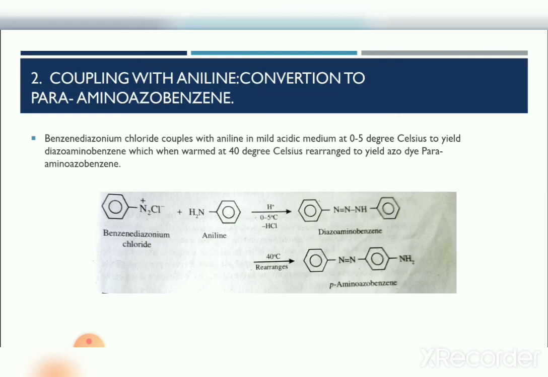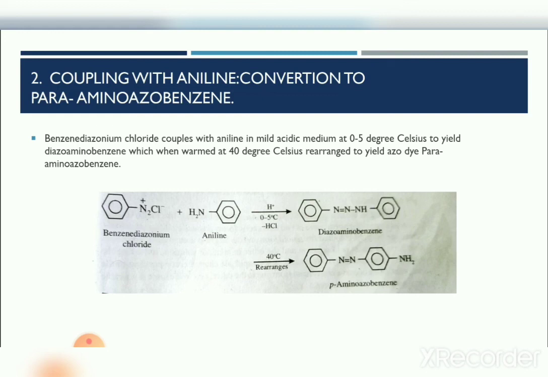Okay, for the coupling reaction, we took two topics, that is coupling with phenol and coupling with aniline. For coupling with phenol, the benzene diazonium chloride gets converted to para-hydroxyazobenzene, and for coupling with aniline, the benzene diazonium chloride gets converted to para-aminoazobenzene. This takes place in the case of coupling reaction.